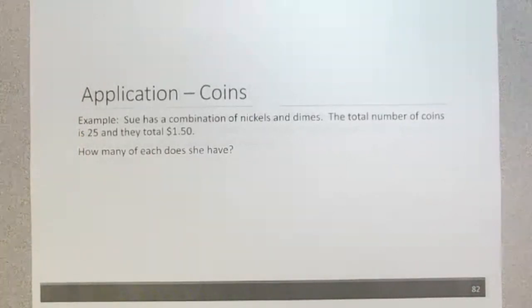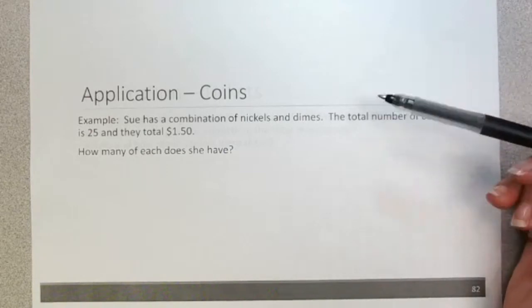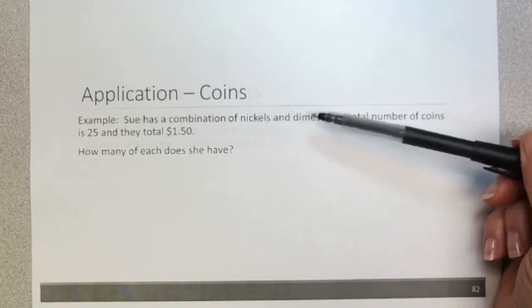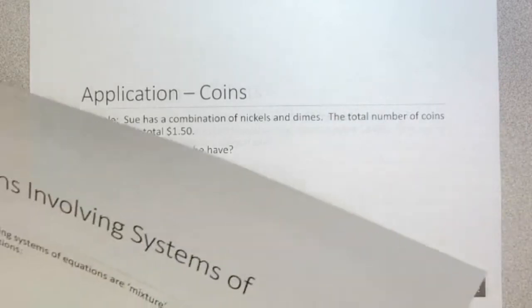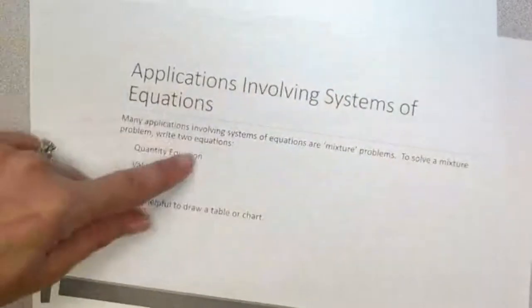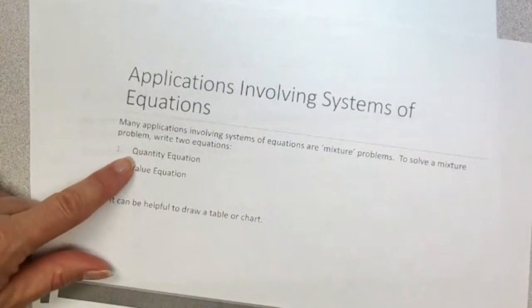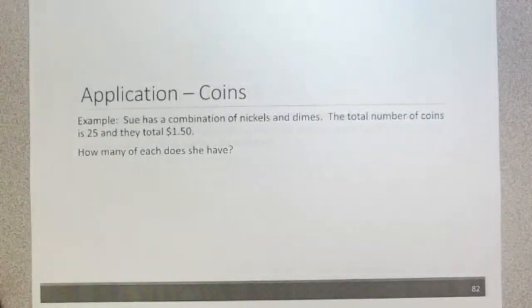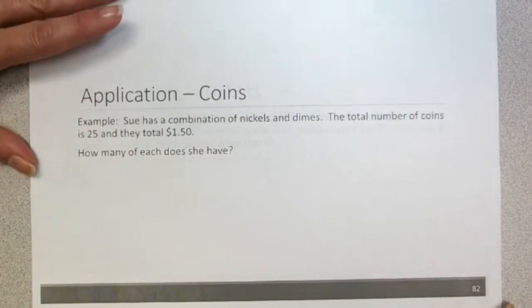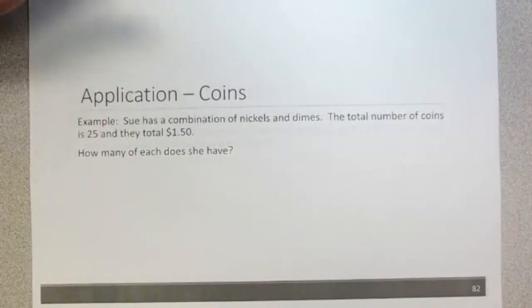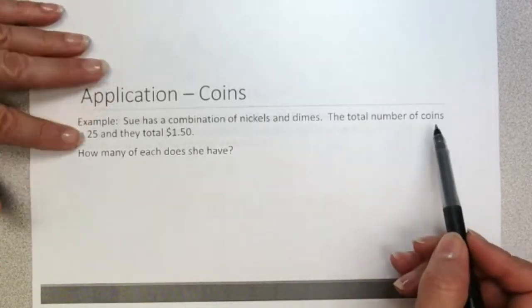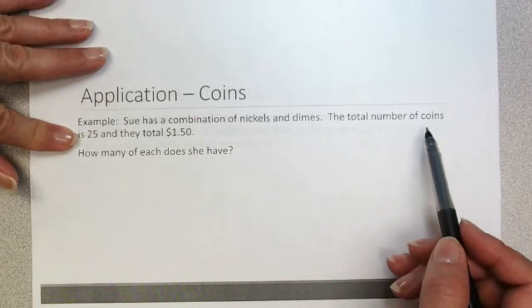All right, well, if we think about this as a mixture problem, I think we can, because we've got a mixture of nickels and dimes, right? So it seems like a mixture problem. Then we can use this framework of writing a quantity equation and a value equation. The quantity equation is going to be a quantity of one thing plus a quantity of another thing equals a total quantity. In this case, the quantity is going to be the number of coins, right?